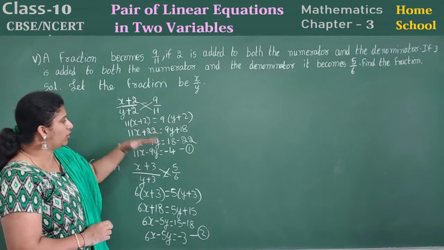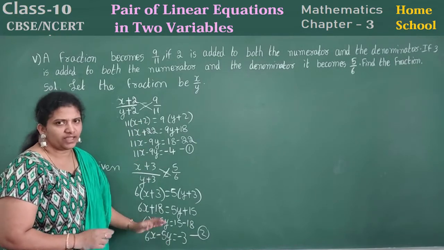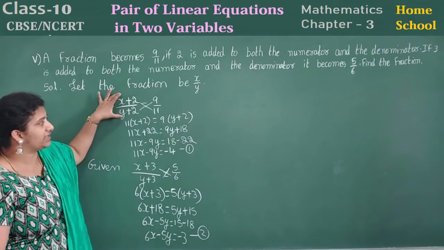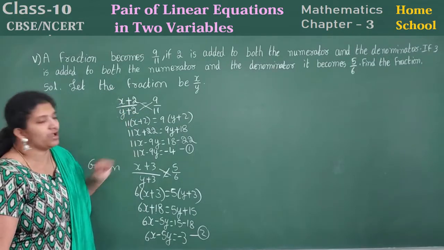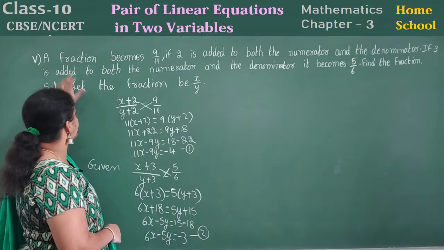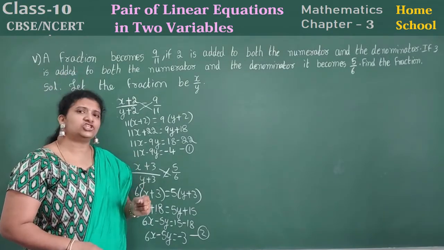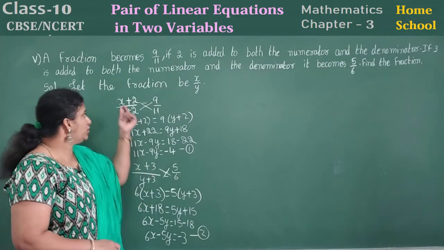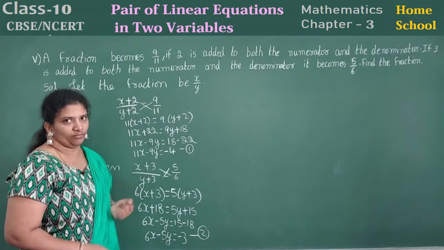Okay, now we got the two equations. Then your problem is very simple, right? So, framing the fraction and bringing it up to here is difficult. So, understand the question carefully. What did they say here? The fraction becomes 9 by 11 if 2 is added to the numerator and denominator.